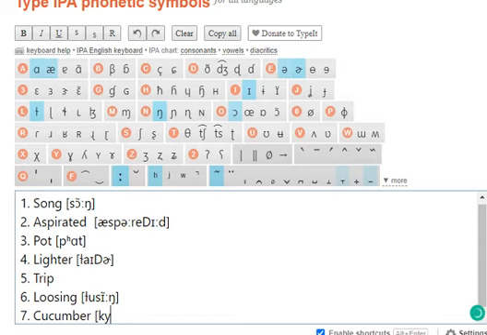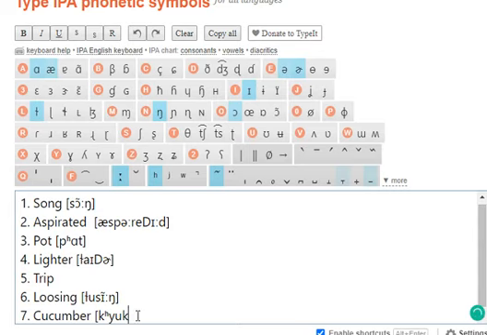What is the aspiration rule? Okay, remember the little h here. Then we write this sound u, okay, cucumber. Then the sound k, again, cucumber. So we have a schwa here. What schwa? Do we have an r sound here?